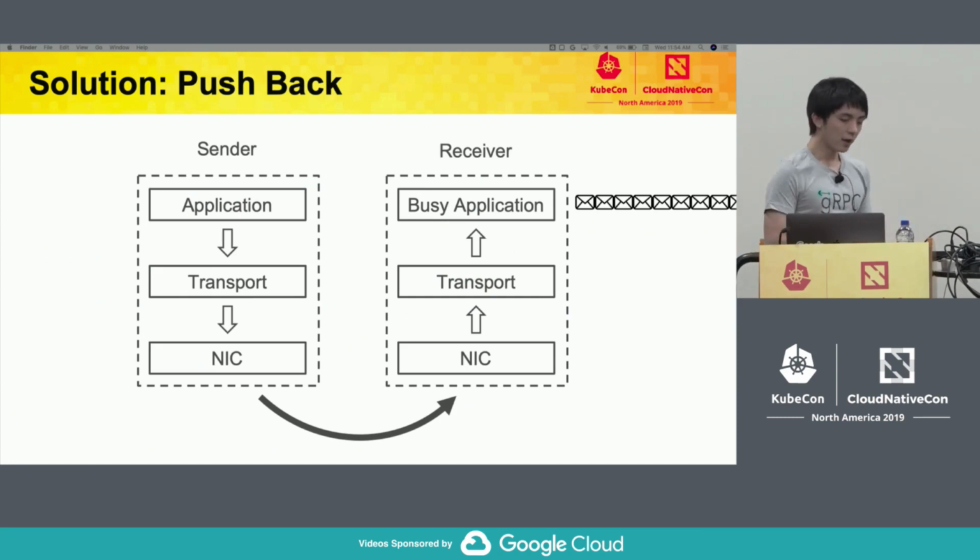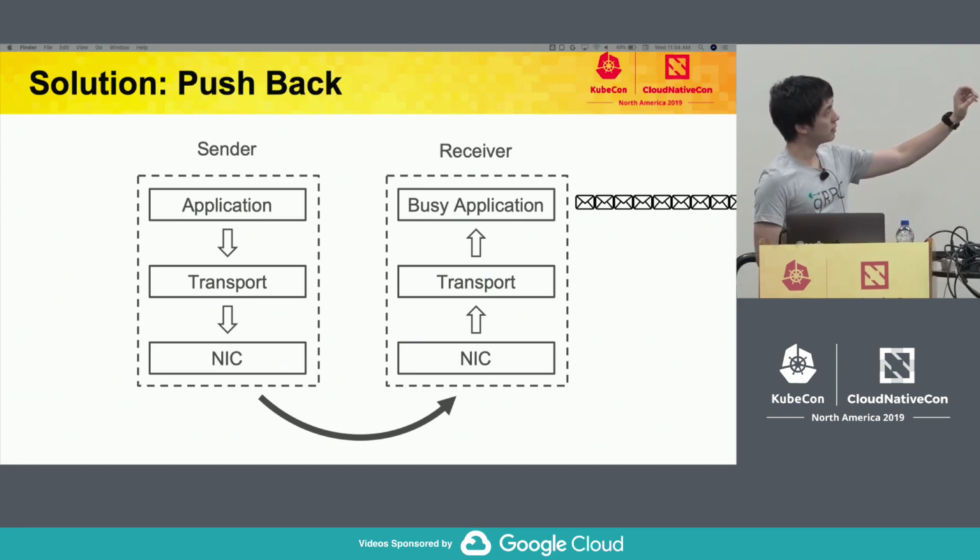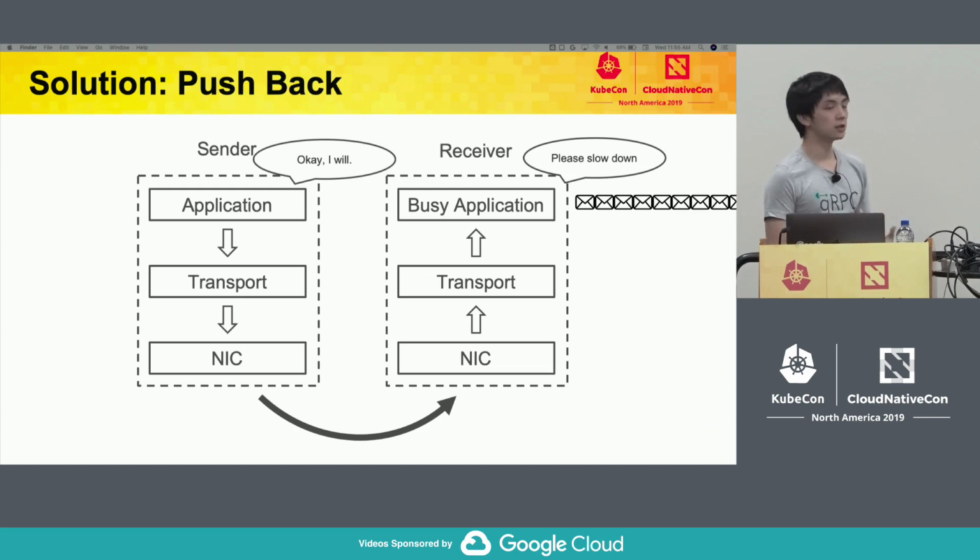So the idea of flow control is actually very simple. When messages are buffered up in the receiver application, all it needs to do is find a way to signal the sender, please slow down. And the sender will respect this command and throttle its traffic.